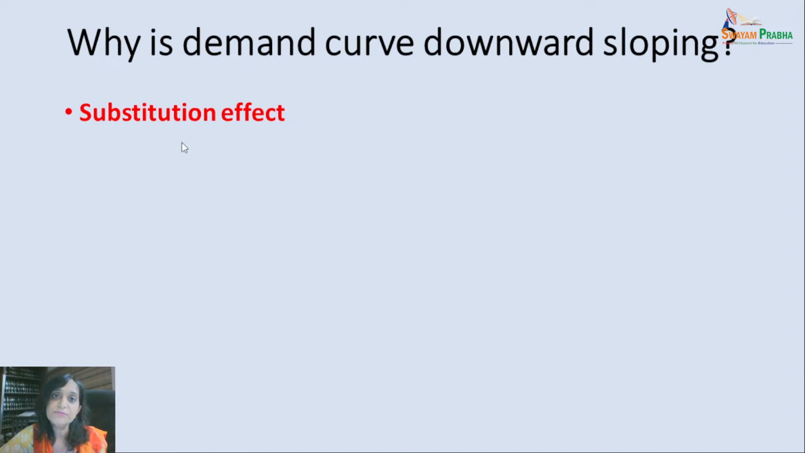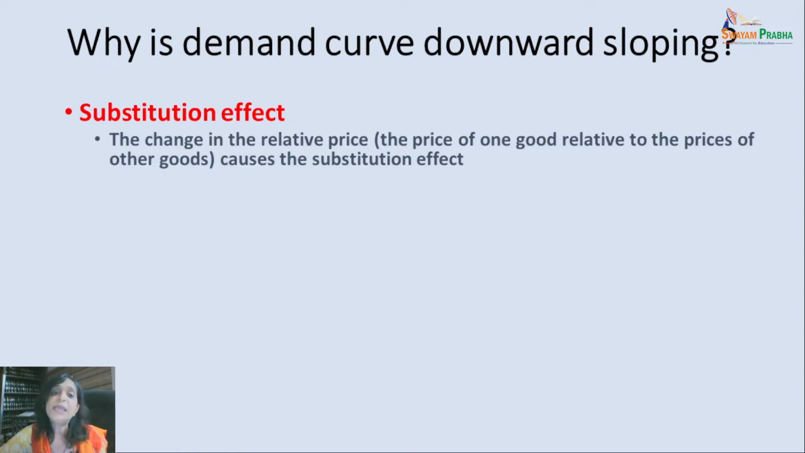What is the substitution effect? It is the change in the relative price of the good, the price of one good compared to the price of another good, which causes the substitution effect. I will tell you again. Let us say there are two goods. Let us again go back to two products. The product in question, let us say, is tea, and the other product is coffee.